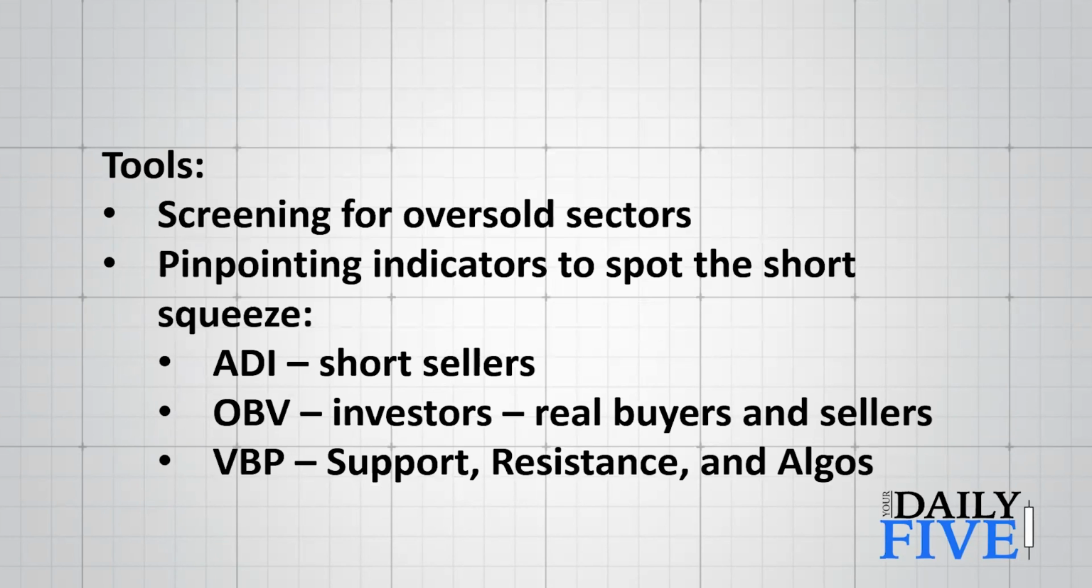So first, we're going to talk about our tools and stock charts, and we want to be able to screen for oversold sectors. And then we want to be able to pinpoint those indicators that will help us to spot the short squeeze. And of course, these are the accumulation distribution line, which helps us spot what the short sellers are doing. The unbalanced volume line, which tells us about what investors, those real buyers and sellers, are doing. And those volume by price bars, which tell us about support, resistance, and what the algorithms are doing. And of course, that helps us to pinpoint the entry point for the short squeeze.